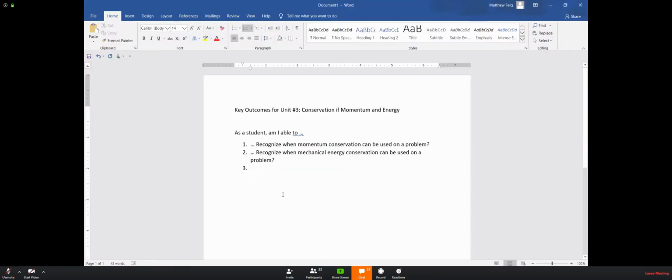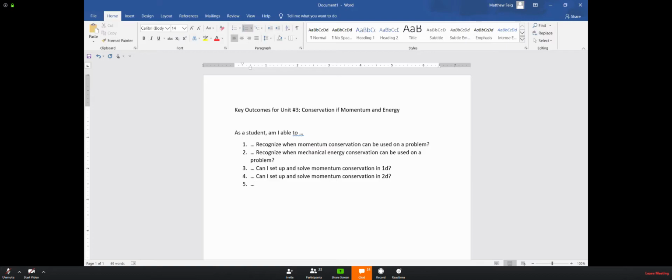What are some very specific things that you should be able to do? Can I set up and solve conservation of momentum in 1D or 2D? 1D, and then I'm just going to repeat that and say 2D. Okay, next up, I think those are the main ones on the momentum side of things. Can you recognize when it's conserved, and can you do it in 1D and 2D?